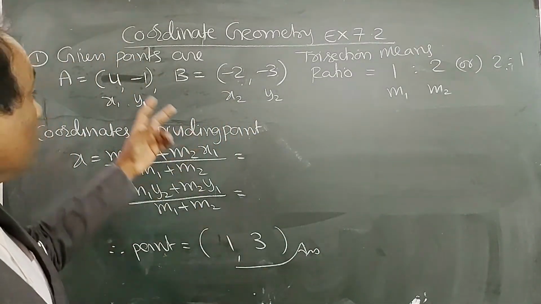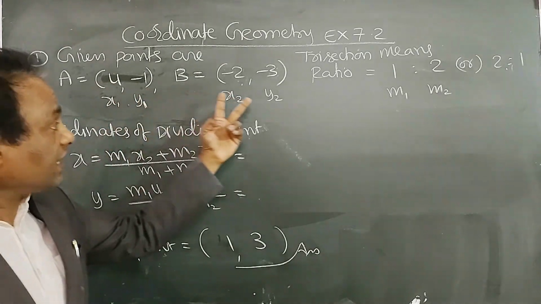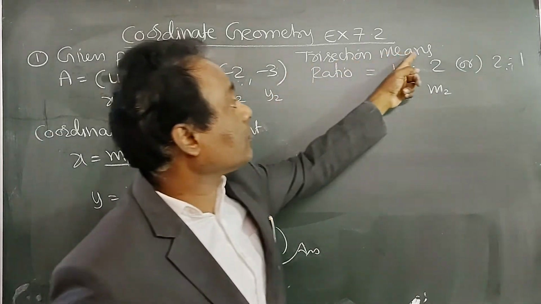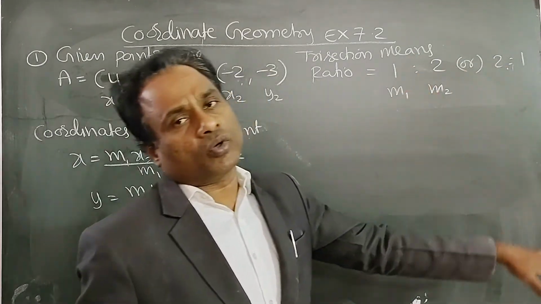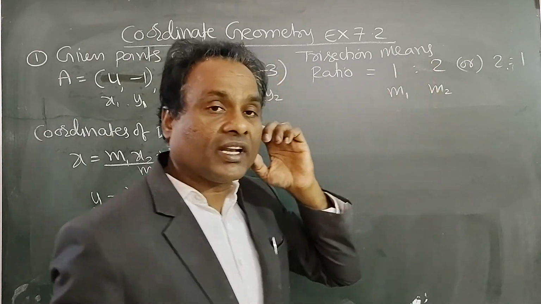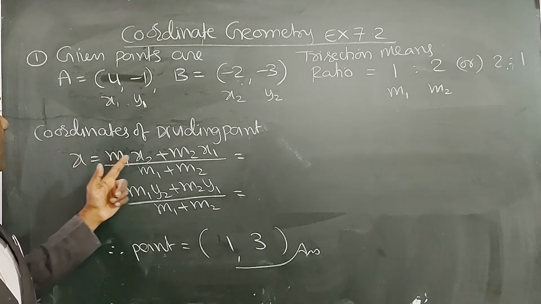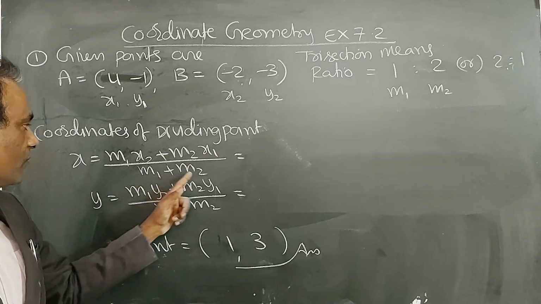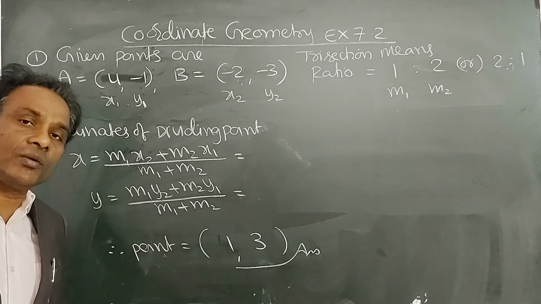See, the first point is taken as x1, y1. Another point is taken as x2, y2. Trisection means 1:2 or 2:1; both we have to take. First I am taking 1:2, so the ratio is taken as m1, m2. What is the section formula? Ratio formula: x is equal to (m1x2 plus m2x1) by (m1 plus m2). y is equal to (m1y2 plus m2y1) by (m1 plus m2).